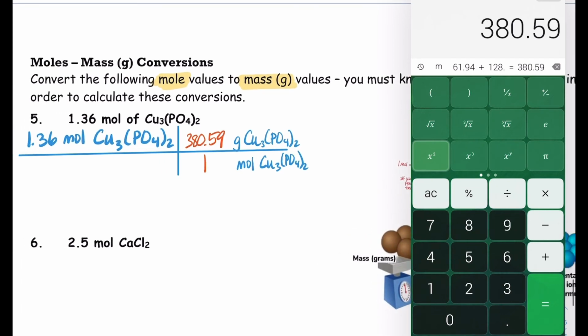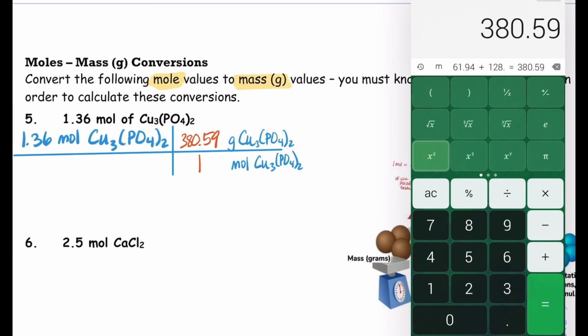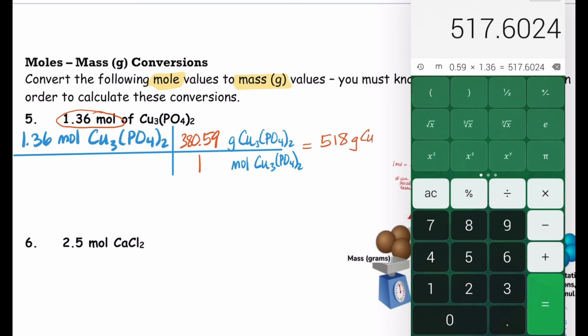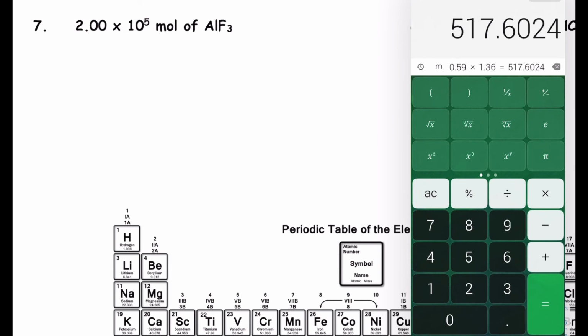Now we're going to determine the number of grams in 1.36 moles by multiplying the molar mass by that number of moles. Our given value has 3 significant digits, so our final answer will be rounded to 3 significant digits. 518 grams of Cu3(PO4)2 is our answer. Our next example is number 7.